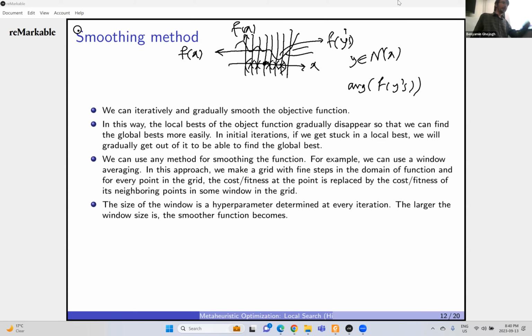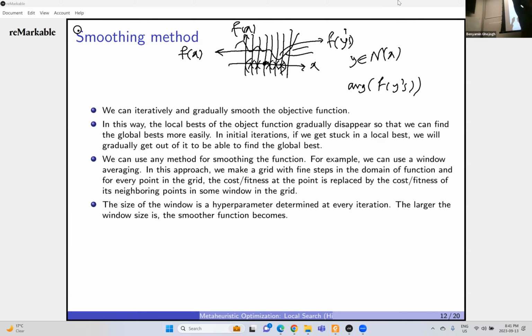So I'm simply replacing the cost value of every point by the average of the cost values of its neighboring points. Agreed? In this way, it becomes a smoother. The function becomes a smoother. If a point is too low, too valley, and its neighbors are high, it means that it's a sharp valley like this. It is replaced by the average. So the valley comes up.